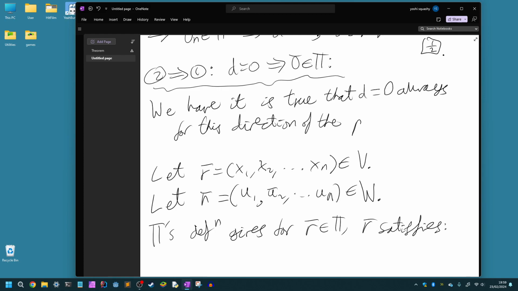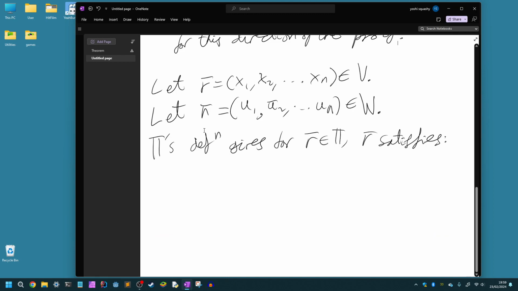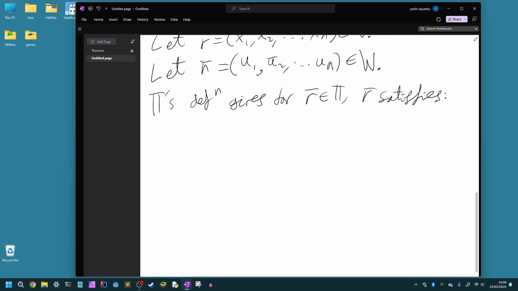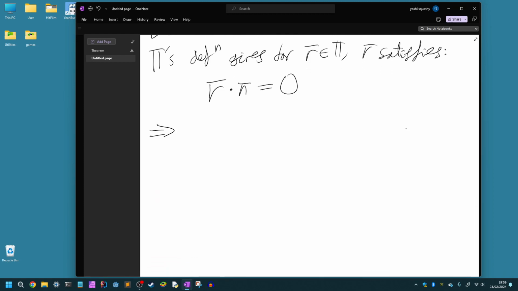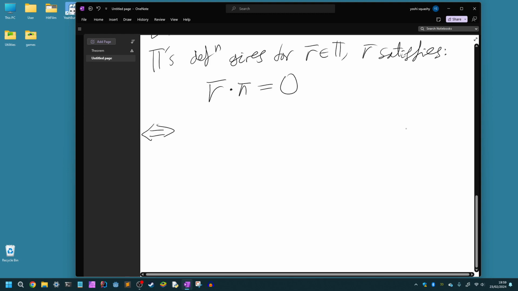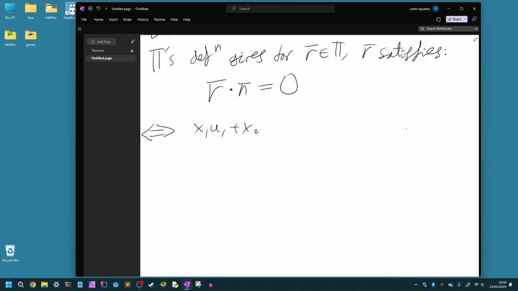There's more words than I maybe needed, but I prefer to have it more clear than less clear. So we have it, it's true that d equals 0 always for this direction of the proof. Let r equal that, let n equal that. Pi's definition gives that, in this case, we already have d, so r dot n equals 0. And this is directly equivalent to, from our definitions of r and n, x1 u1 plus x2 u2 plus ... plus xn un equals 0.